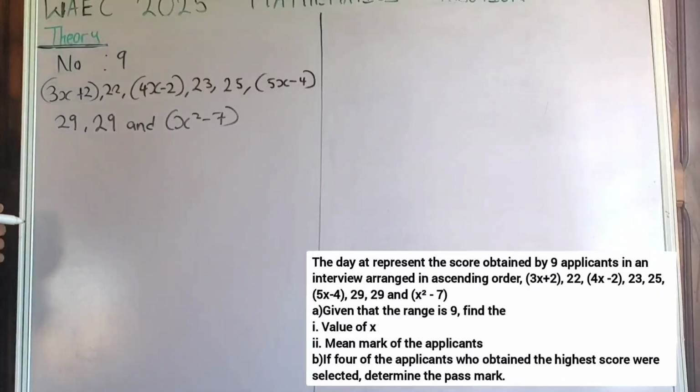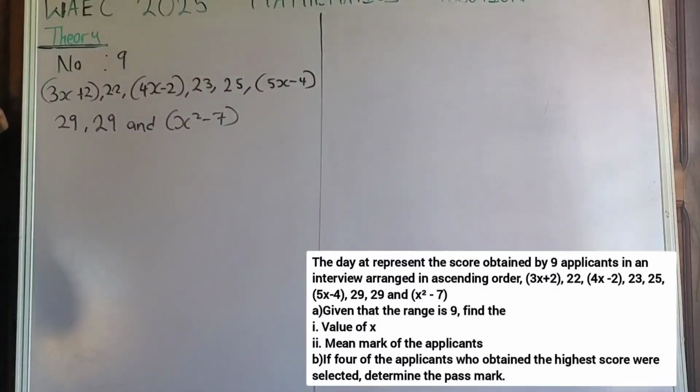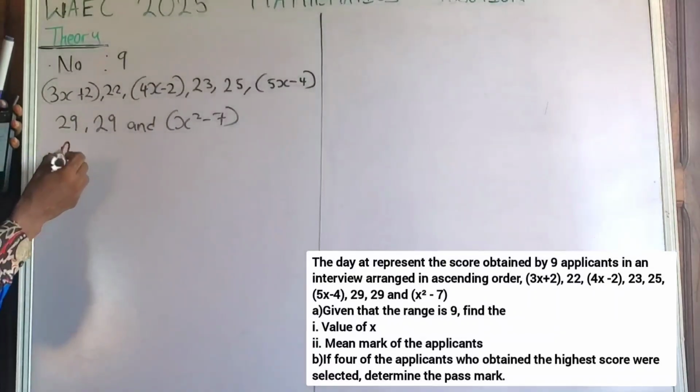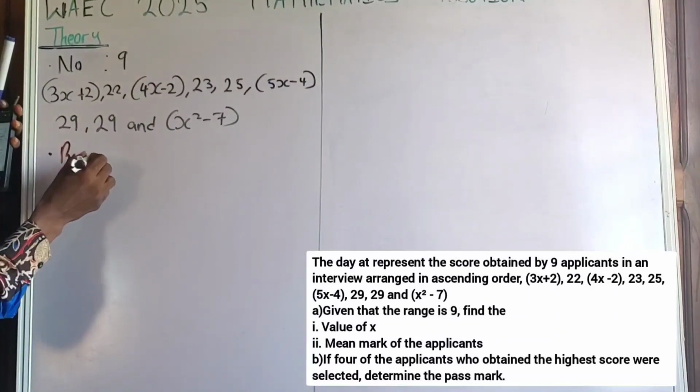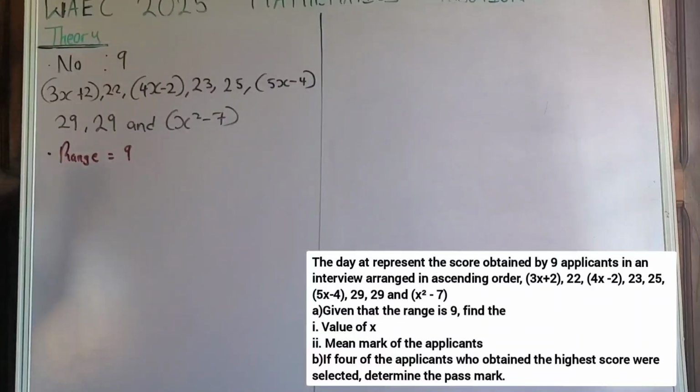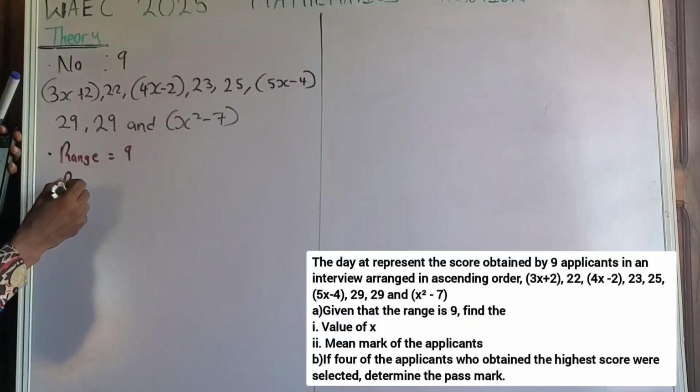Now pay attention. We are asked to find the value of x, but before we can get the value of x, we are given an important piece of information in the question. What is that information? We are given that the range is 9. Since we know that the range is 9, in measures of dispersion, range is the difference between the highest score and the lowest score.